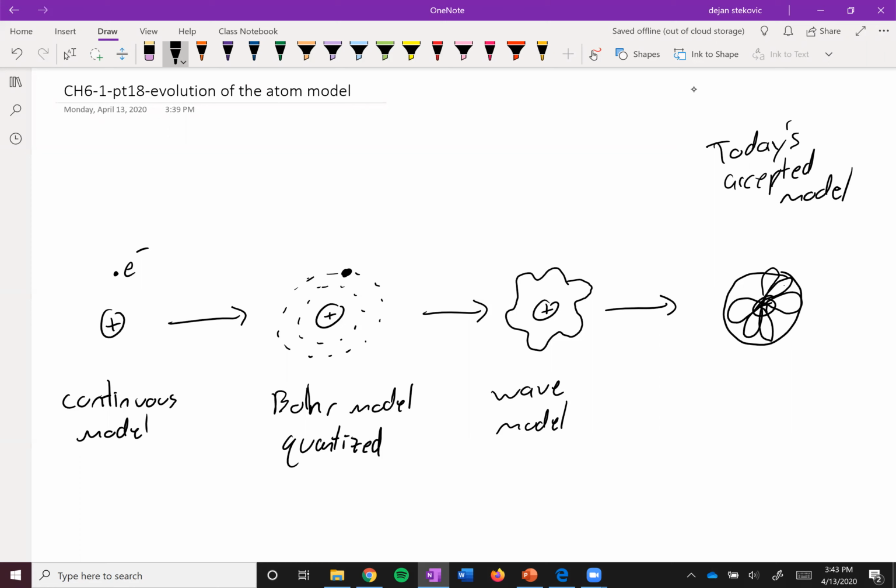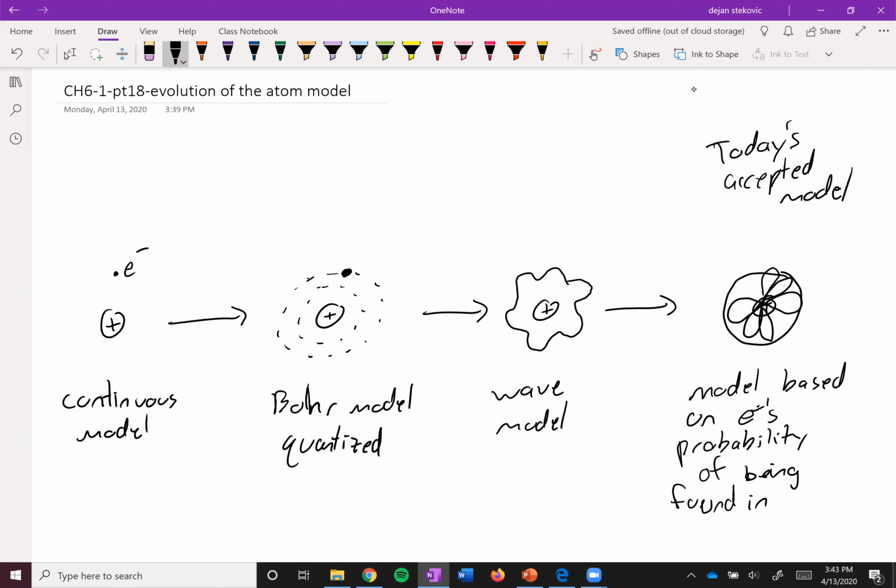So this is just kind of a model based on electrons' probability of being found in that area. Right, so really what we're talking about here is the development of this model.